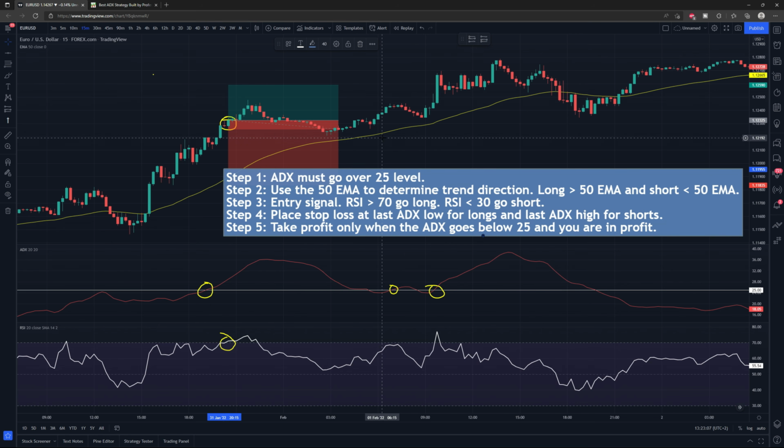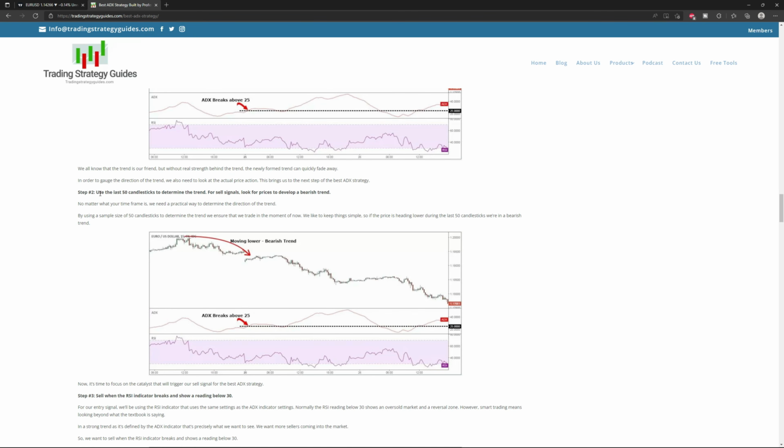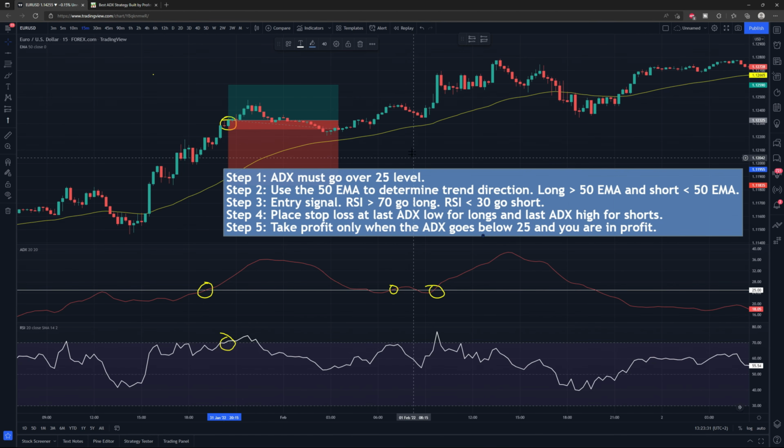So if we also take a look at what they talk about for the trend direction, they don't actually use the 50-period EMA. What they say is to use the last 50 candlesticks to determine the trend. For sell signals, look for prices to develop a bearish trend. So essentially just using the last 50 candlesticks to determine the trend. It's basically the same thing as using the 50 EMA. I'm just doing it to be more objective, but I'm following all their other rules. As weird as the stop loss and take profit rules are, I am following what the rules say. So let's get into the 100 tests.